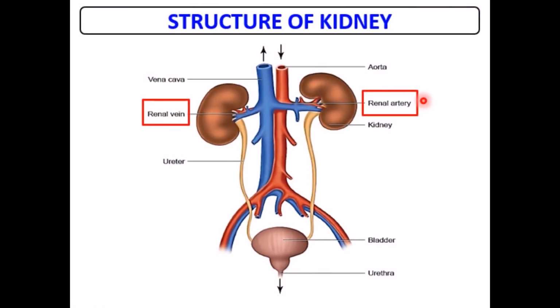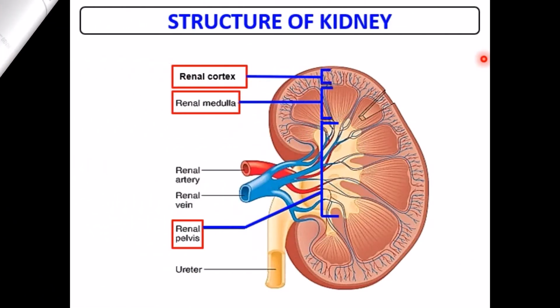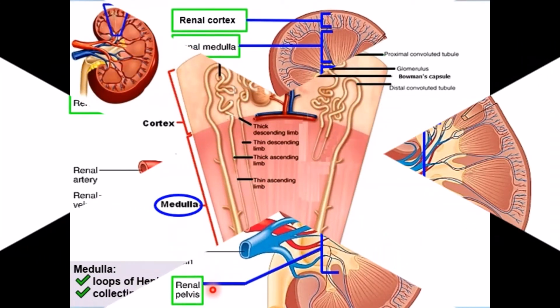Each kidney is supplied with oxygenated blood from aorta through renal artery, and renal vein carry the oxygenated blood from kidney through inferior vena cava. The cross-section of kidney consists of 3 regions, which is renal cortex, renal medulla, and renal pelvis. Renal pelvis is a large urine collecting space inside the kidney.